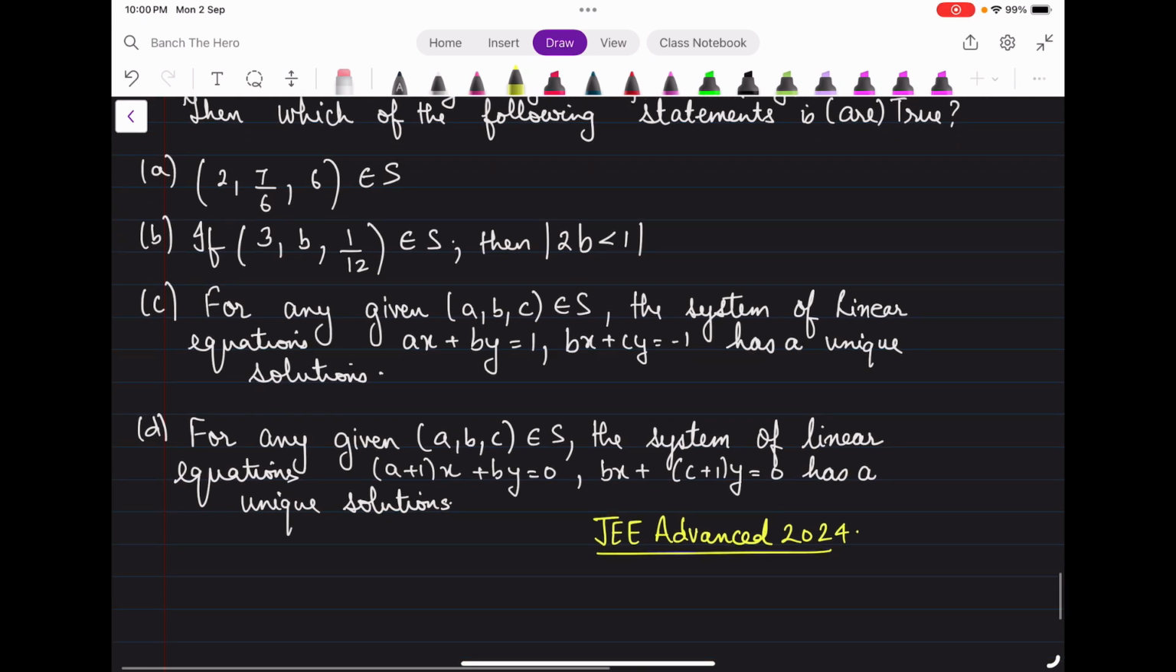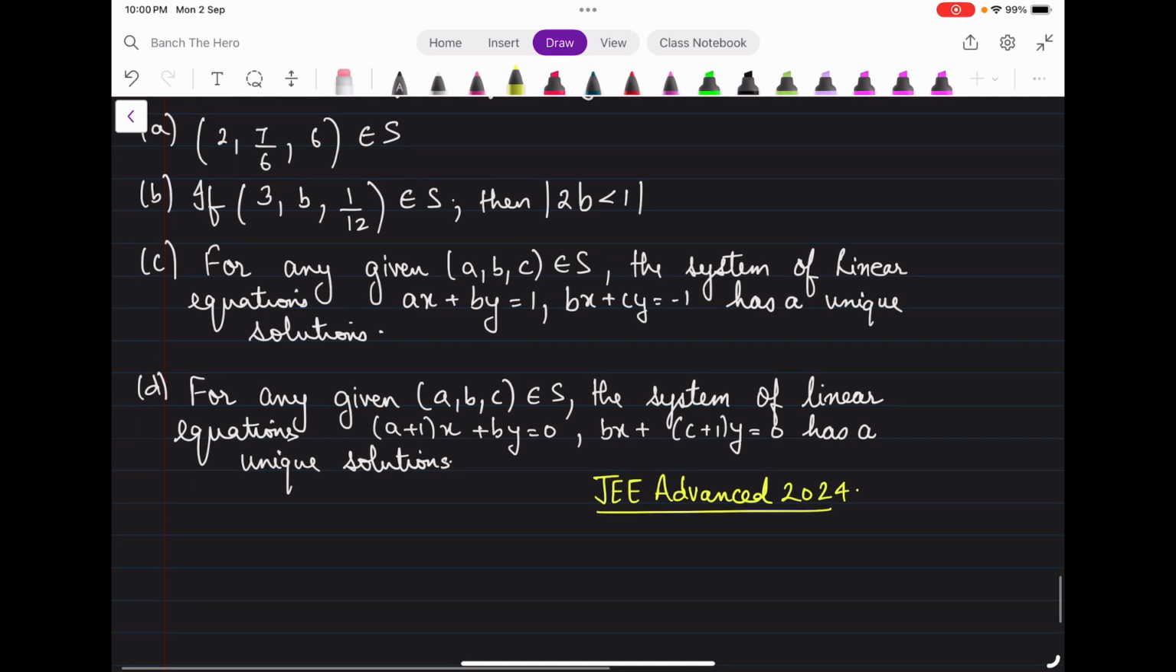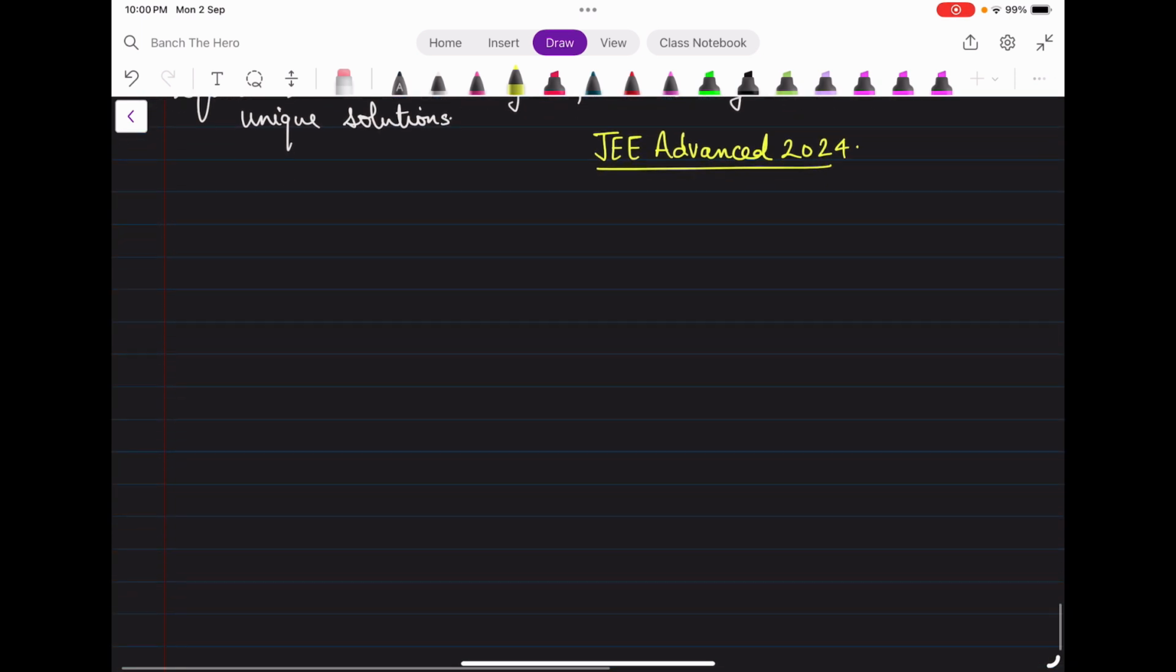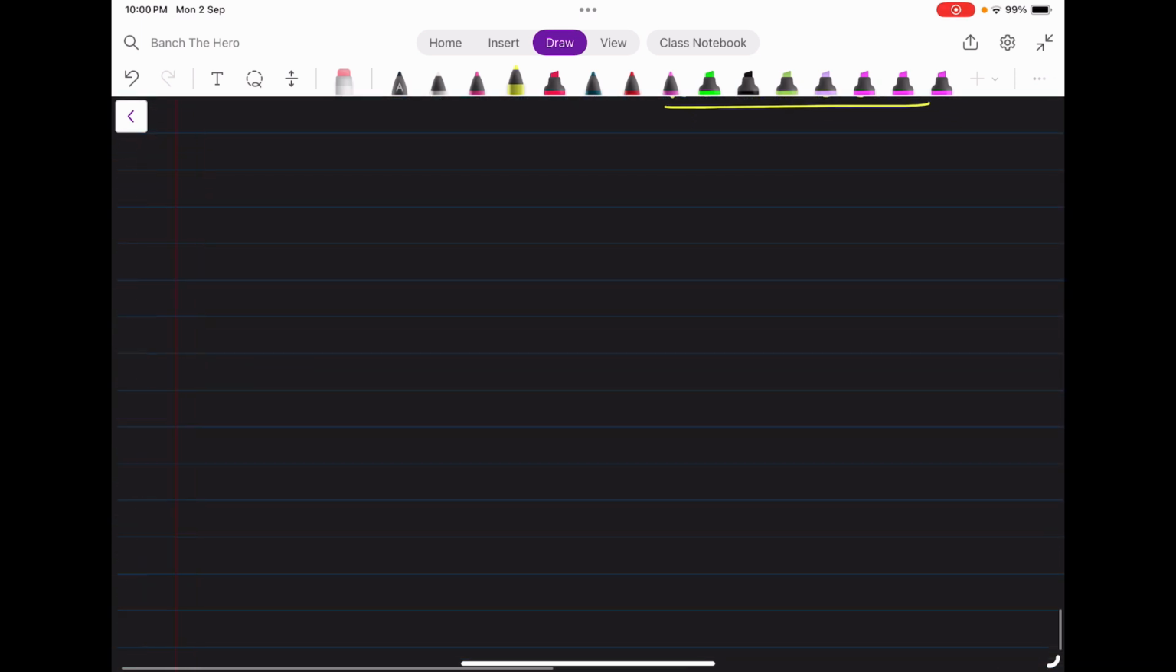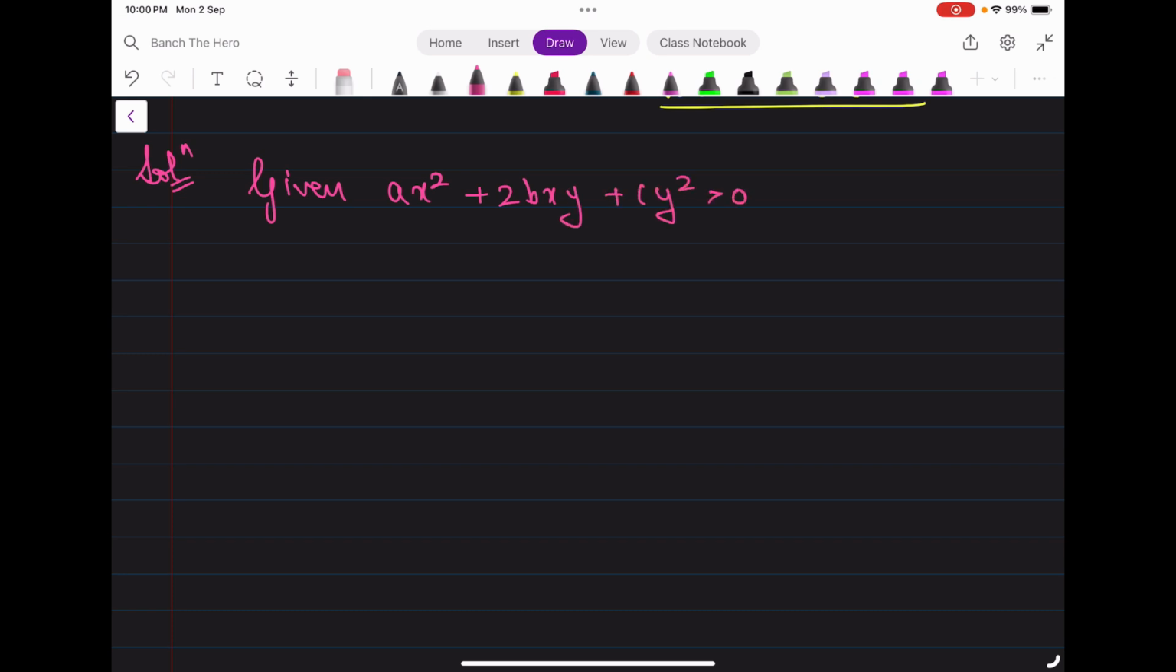So various options are given, and this is a latest question from JEE Advanced 2024. Let us see how to solve this question. So what we are given is ax square plus 2bxy plus cy square is greater than 0 for all (x, y) belonging to R square except (0, 0).